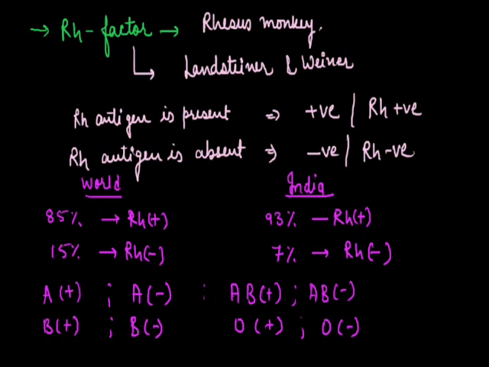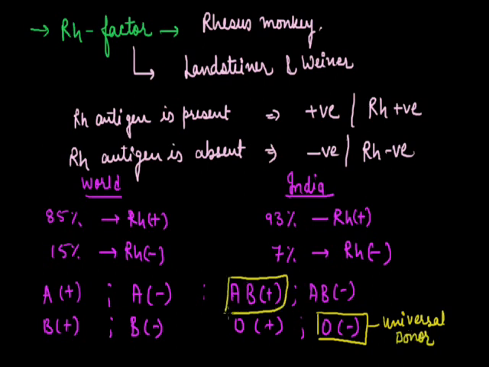In this case, O negative is called the universal donor and AB positive is called the universal recipient.